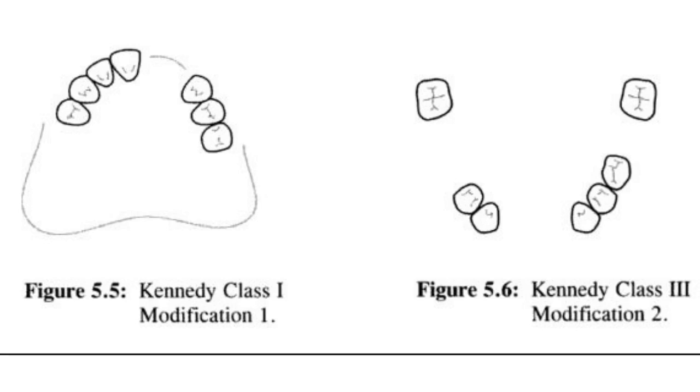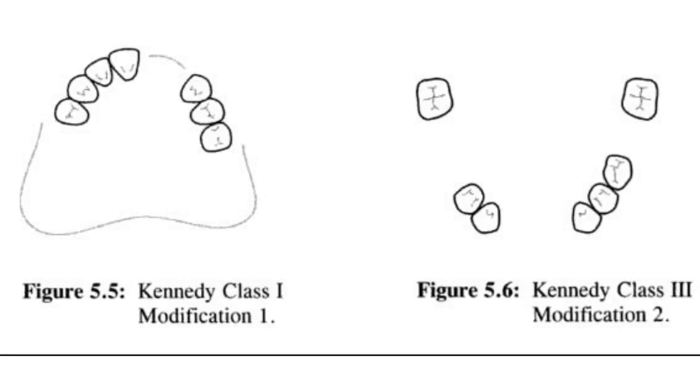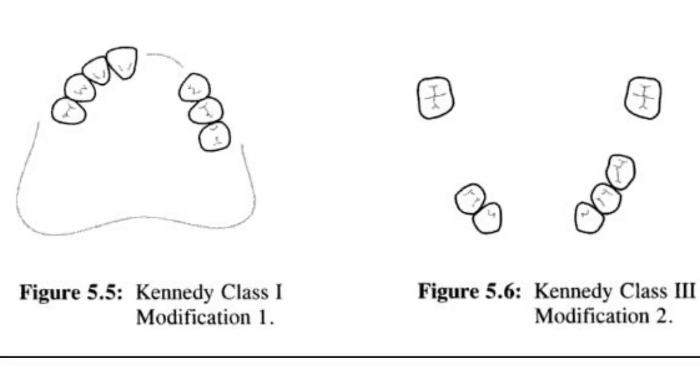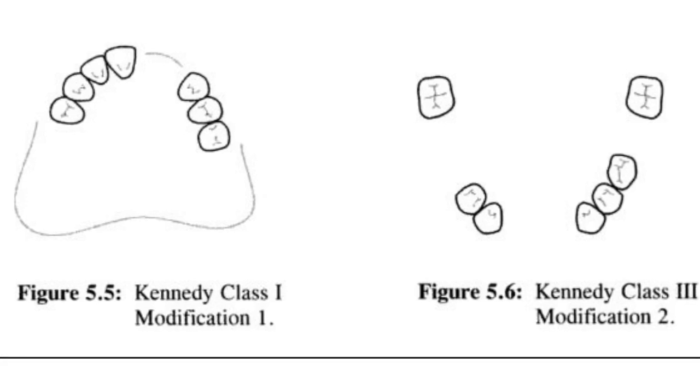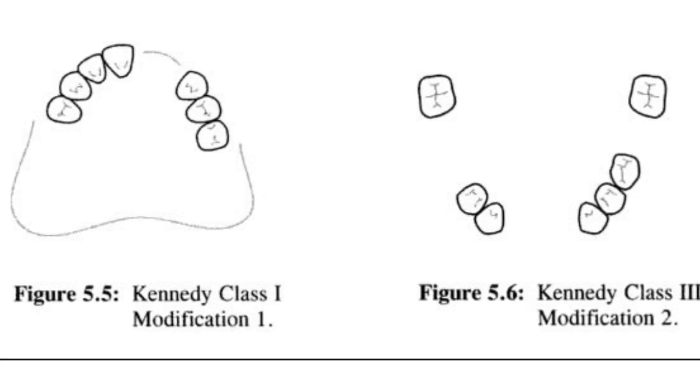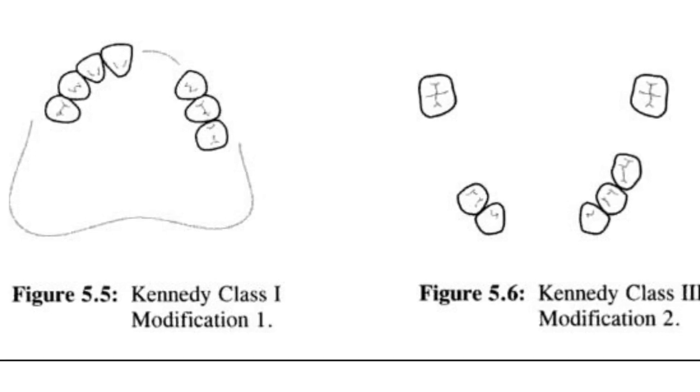Like in figure 5.5, you see that we have a bilateral loss. So bi means 2, 2 means 1. So it is Kennedy classification 1, and since we have only one missing area in the top, it will be mod 1 or modification 1. Whereas for figure 5.6, the first molar is present. So this is Kennedy classification number 3. And since we have two missing areas, it is Kennedy classification 3 modification 2.